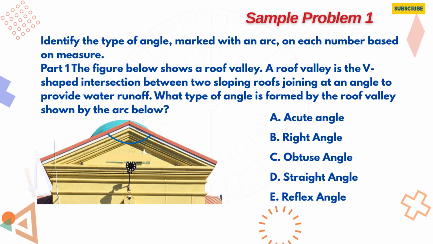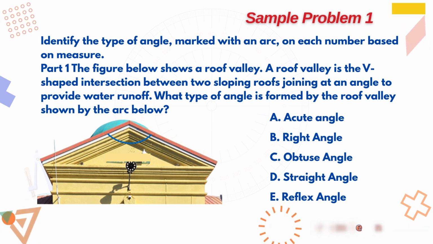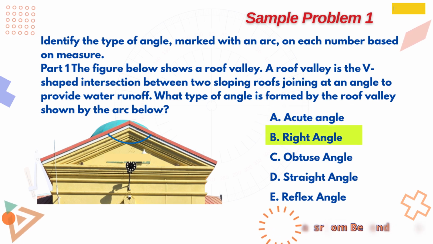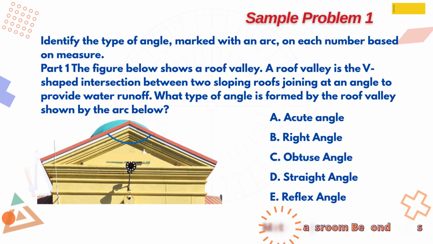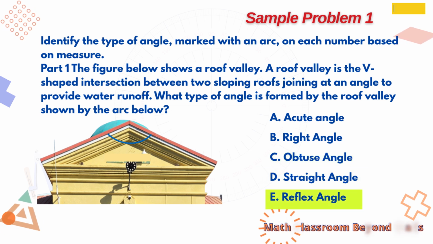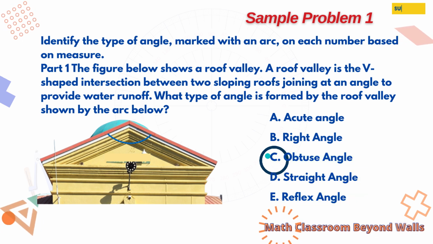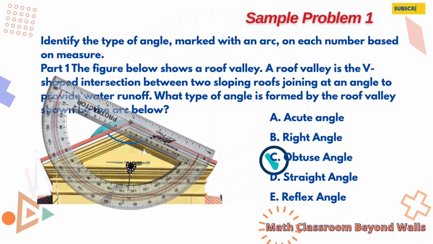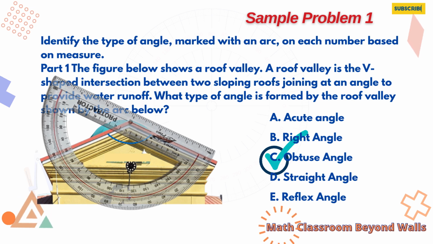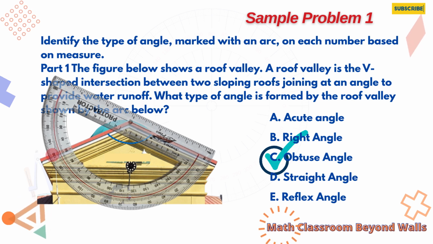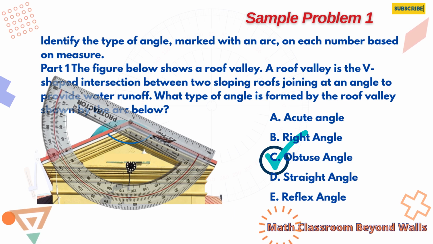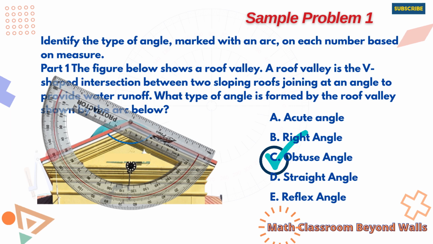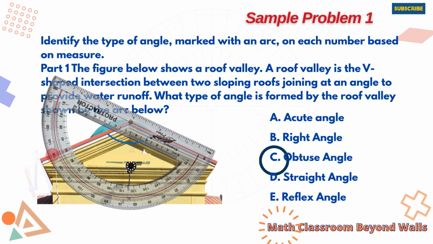So, what is our answer, learners? Is it option A, option B, option C, option D, or option E? Okay, so the answer is option C. To check, we can get the measure by using a protractor. With the protractor, this has a measure of about 132 degrees. So, it is indeed an obtuse angle.